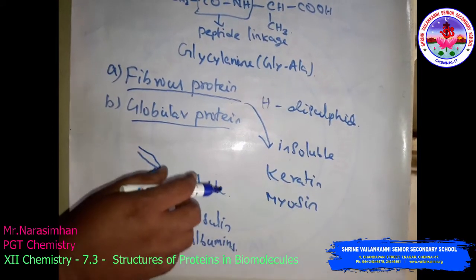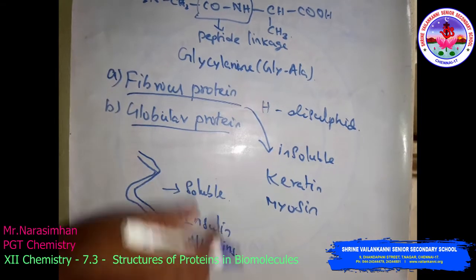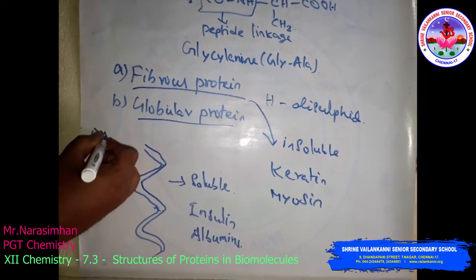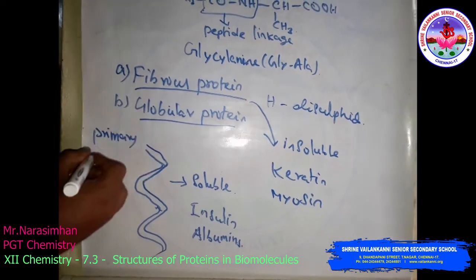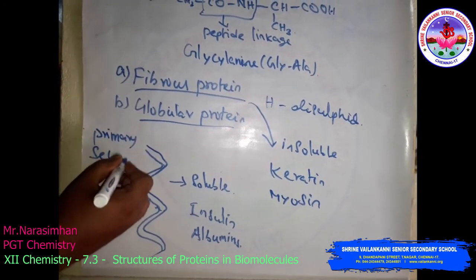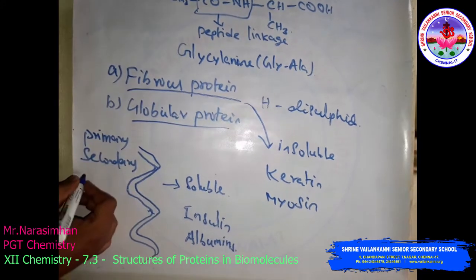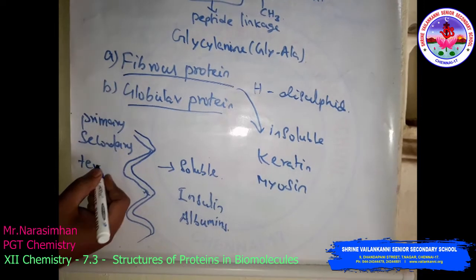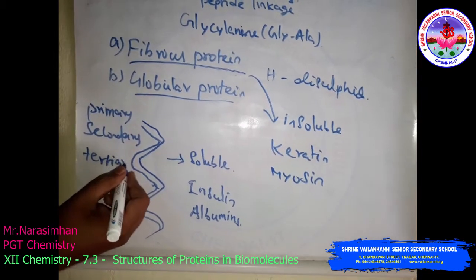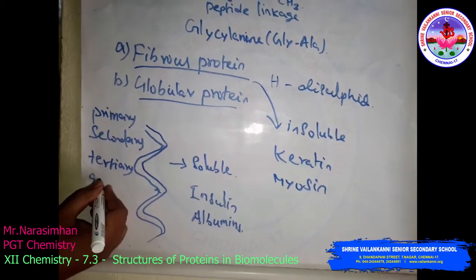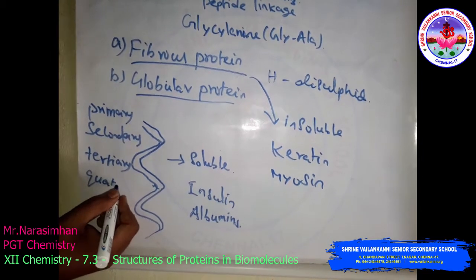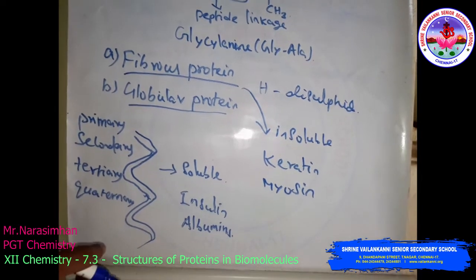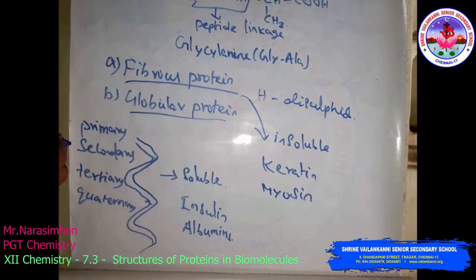The structure of a protein can be studied in different ways: the primary structure, secondary structure, tertiary structure, and quaternary structure. So in total there are four different levels. First we will discuss the primary structure.